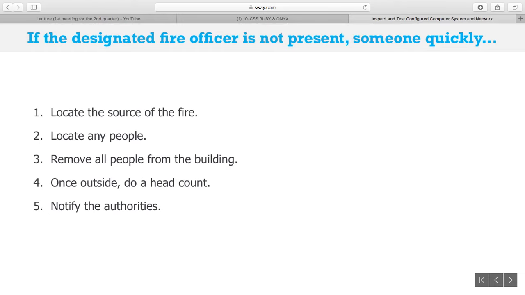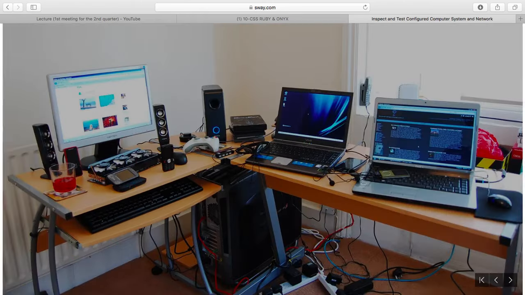Once you are outside, do a head count, but this doesn't always work. Instead, you can find a buddy wherein, if he is not with you when you are outside, that means that he might be inside and trapped. So you need to notify the authorities that, hey, this buddy of mine is missing.